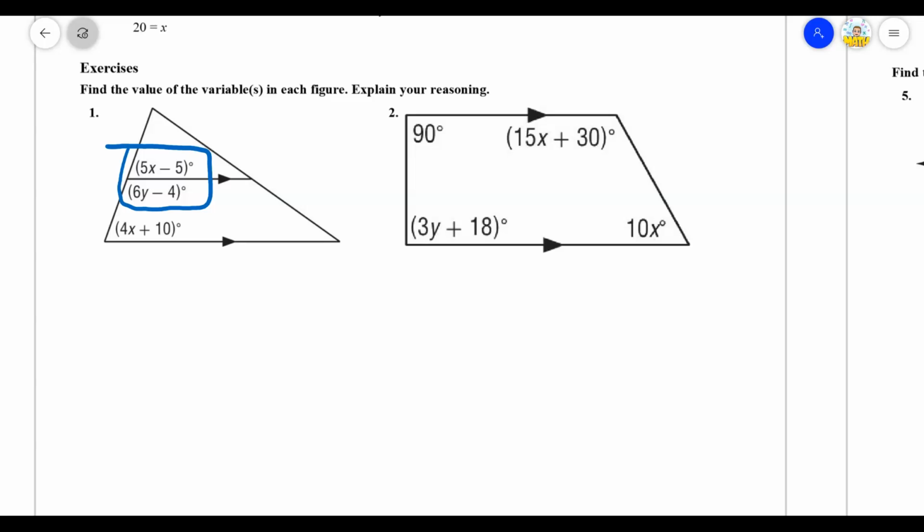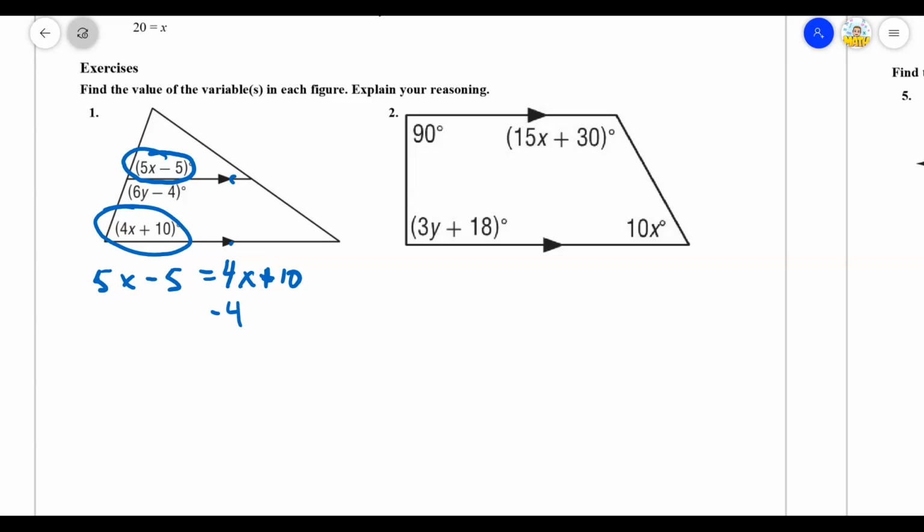Now, the problem with that is we have two variables in one equation. It's not going to be solvable. What I might like better in this situation is to see that 5x minus 5 and 4x plus 10 are corresponding angles. They're in the same position coming off of these two parallel lines. So I can start with 5x minus 5 equals 4x plus 10. So solve that for x, and let's see what we get.